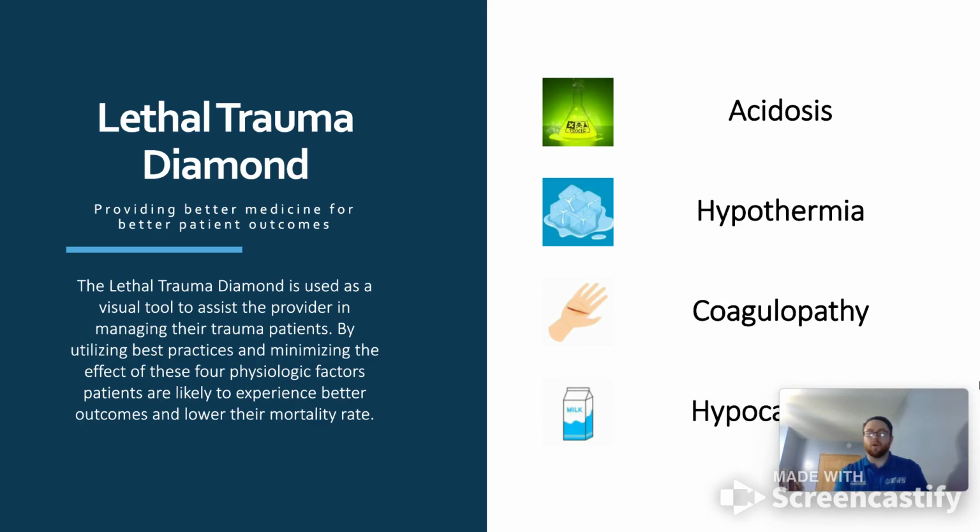Alright, so we talked about all 4 factors that contribute to the lethal trauma diamond: acidosis, hypothermia, coagulopathy, and hypocalcemia. Keeping all these 4 factors in mind when we're dealing with our trauma patients is going to reduce the mortality, reduce hospital stays, and have better patient outcomes. It's always important to keep these in the back of your mind while you're assessing and treating these patients.